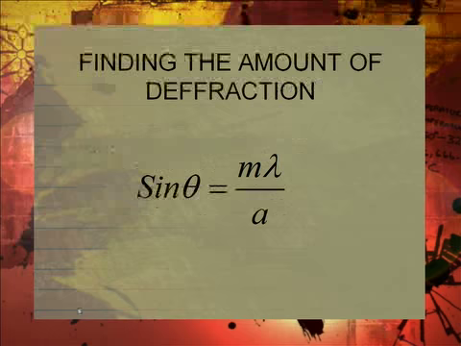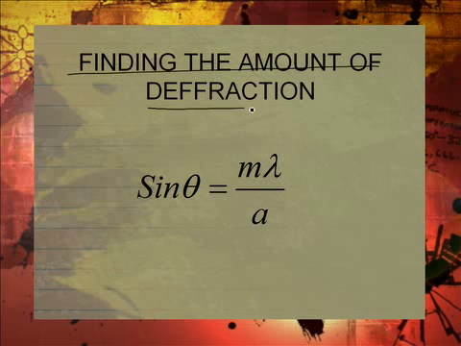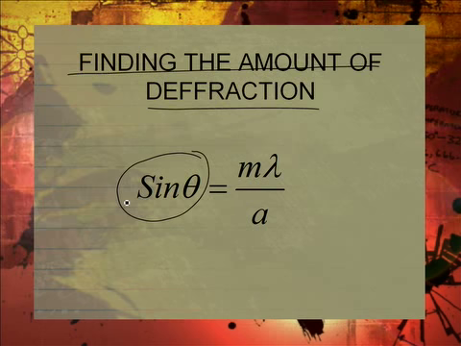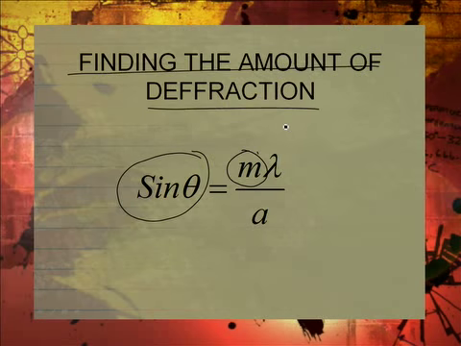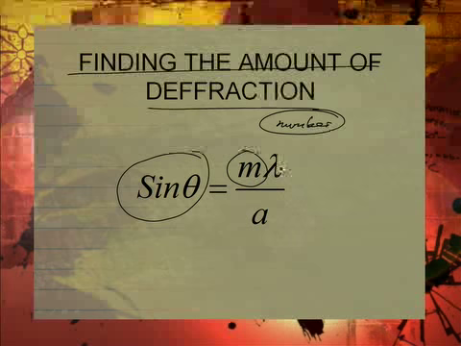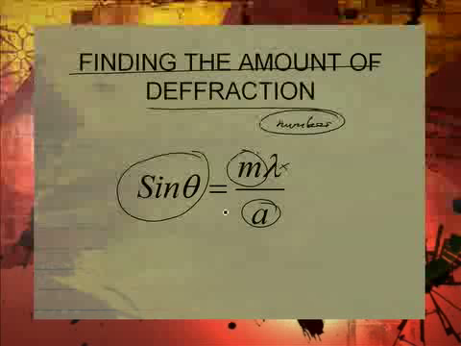When we are to find this diffraction, we make use of this formula. This is the size of the diffraction, sine theta. It is given by m, which is the number where that minima is, times the wavelength, divided by the size of the slit. And we'll pick it up from here when we come back.